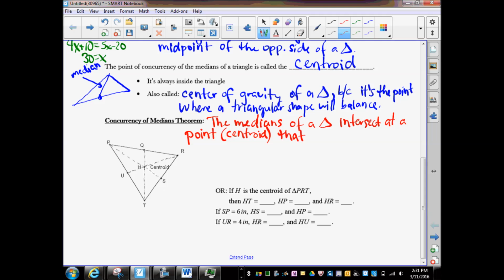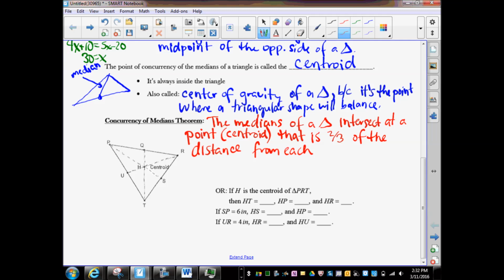And this part's really interesting. Our centroid is actually 2/3 of the distance of the whole median, 2/3 away from the vertex. So we'll write that down and take a look at what that means. The medians of a triangle intersect at a point called the centroid that is 2/3 of the distance. So if you have the distance of the median, you can find the distance from the centroid to the vertex, or even the centroid to the other side.